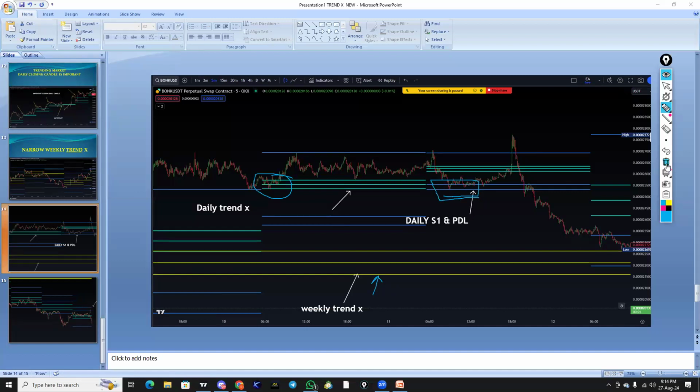So first target, our target will be the daily trend X. The second target will be maybe R2. Once it reaches there, book some profit. You book some 90% profit. 10% you hold with a break even. Keep the break even. Let it go. If it comes and takes the break even, no problem, because the trade can be your swing trade.